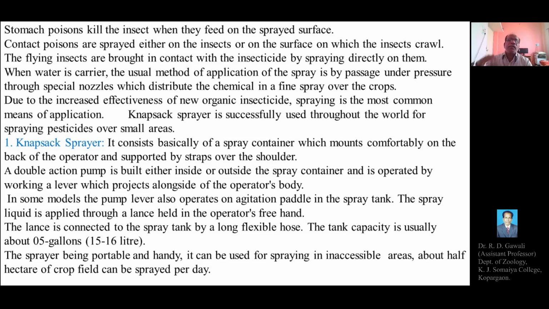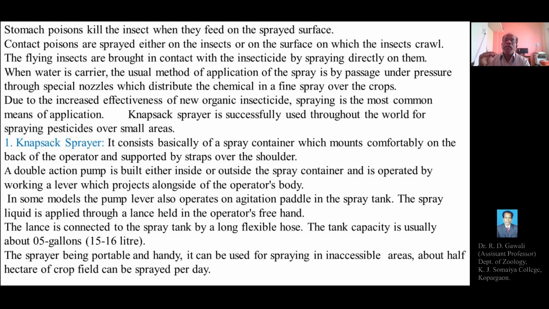The flying insects are brought in contact with the insecticide by spraying directly on them. So, when the application or spraying of the insecticide is going on in the field, the flying insects or pests will directly get exposed to the insecticidal sprays in the field and get killed.